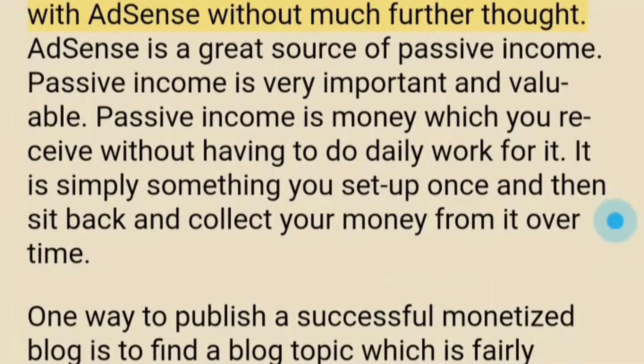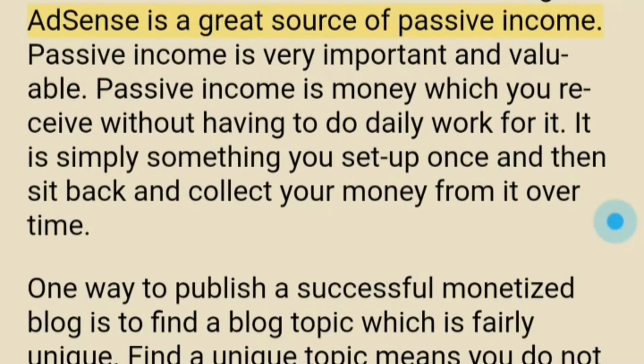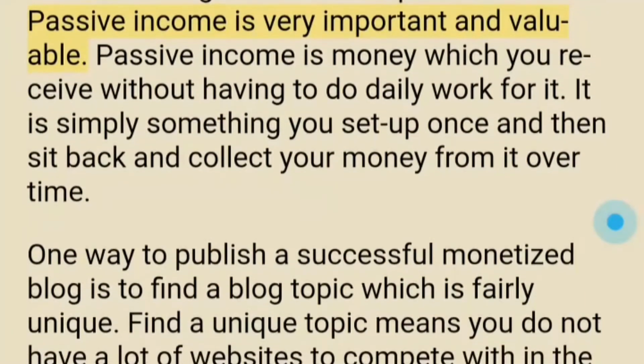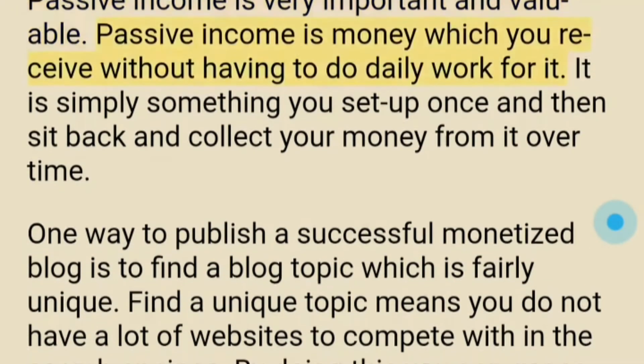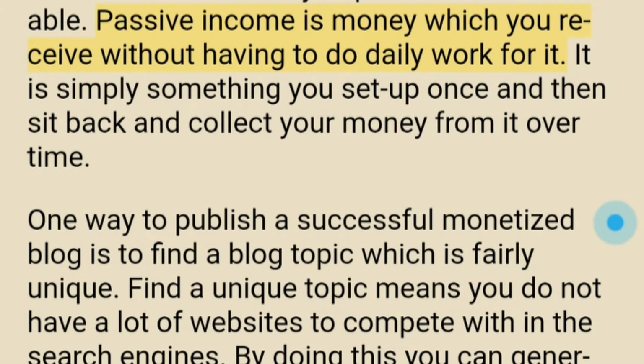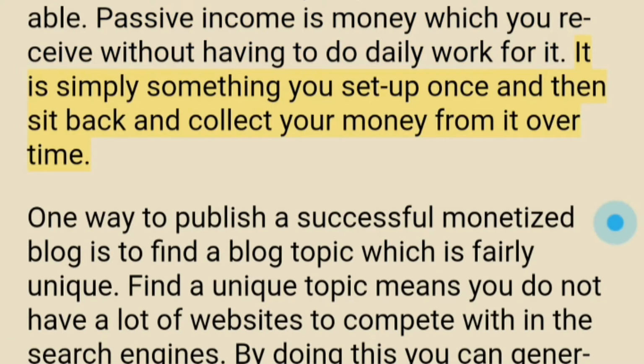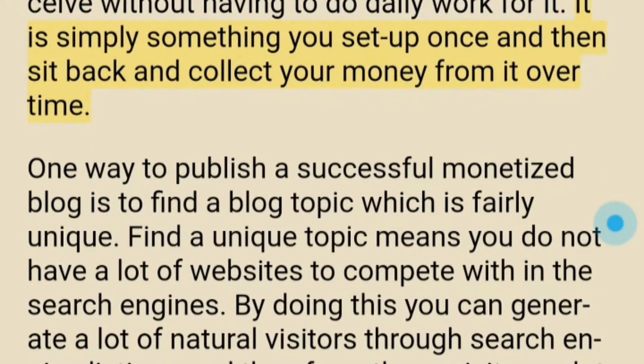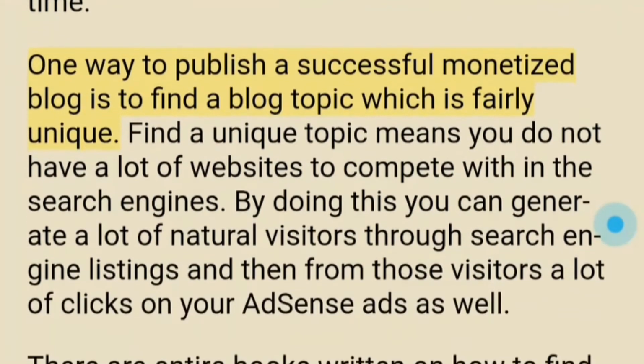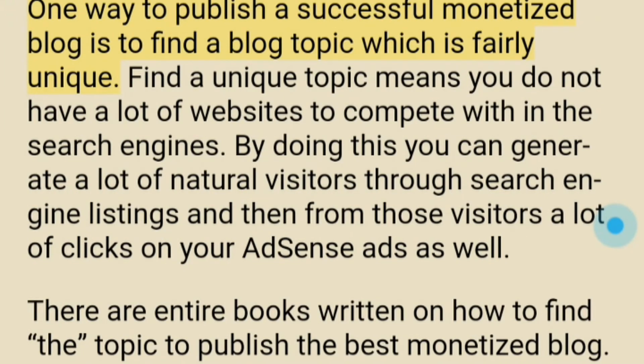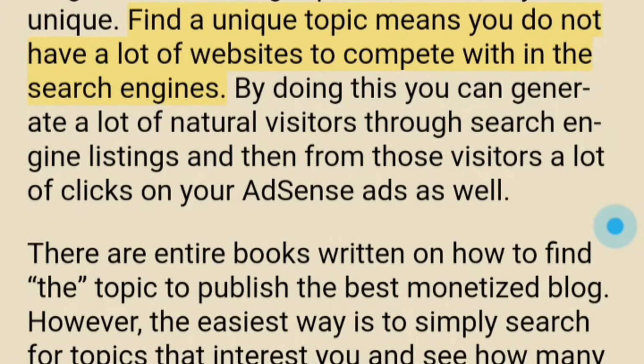There are entire books written on how to find the topic to publish the best monetized blog. However, the easiest way is to simply search for topics that interest you and see how many page hits sites like Google return. The lower the number, the better the topic. Understand, however, that everything you search will have a ton of hits. Any search with results lower than about 2 million is probably a great option for a blog topic. Any search over about 10 million is probably not the best topic to choose.